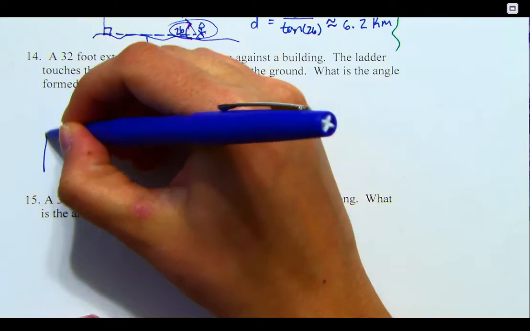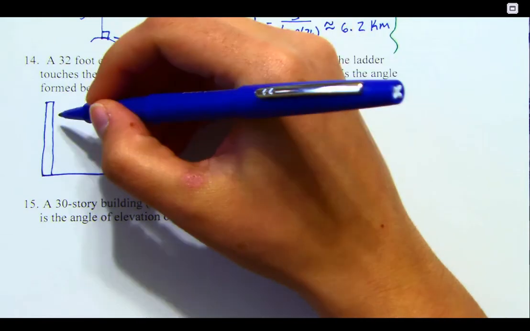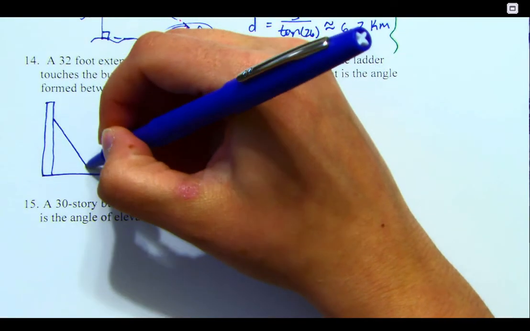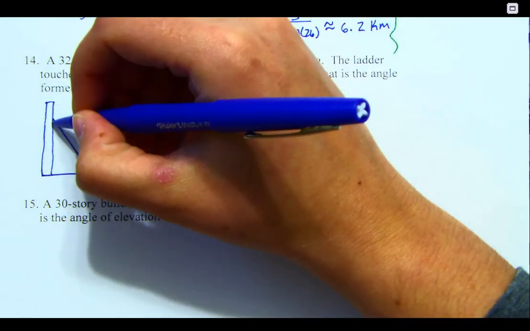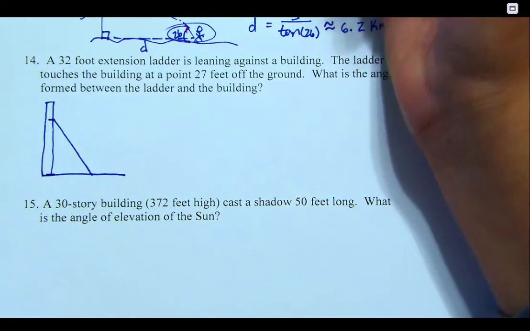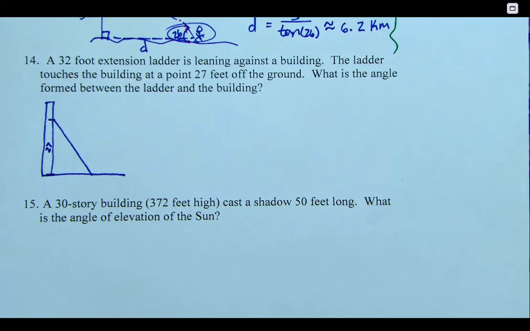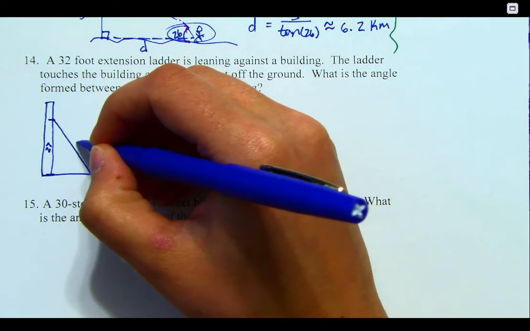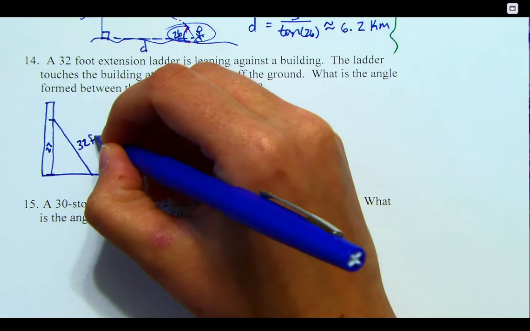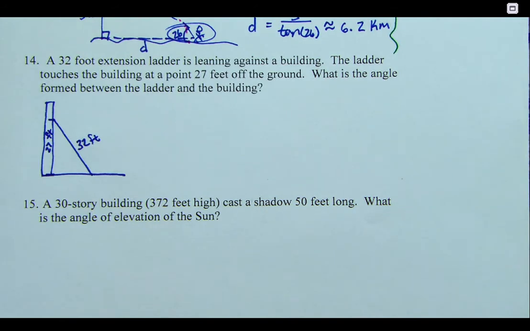All right, so this is my building, and here's the ground. I'm just going to make my ladder here. So from here to the ground, this is 27 feet. And then the ladder is 32 feet. So this was my ladder, so this is going to be 32. And I should be labeling these to make sure I remember what it is. And it says the ladder touches the building. What is the angle formed between the ladder and the building?